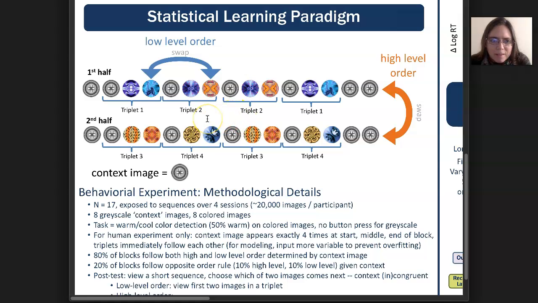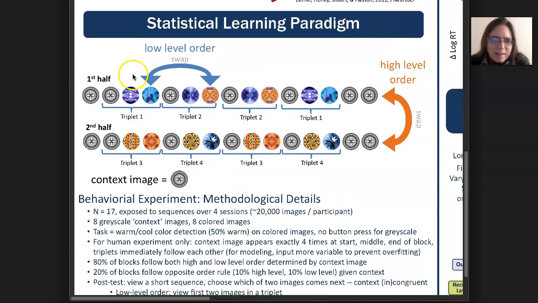Now, what's critical to the design is that in addition to the colored images, there are these grayscaled images that will appear in between. They'll get blocks where the grayscale image will be one specific image. This image is known as the context image. There are 8 of them total. And what the context image does is it determines what the order is going to be for the colored pairs that you see in the block.